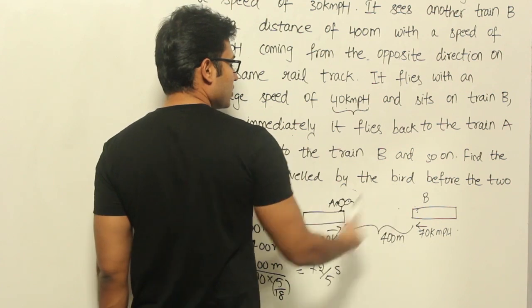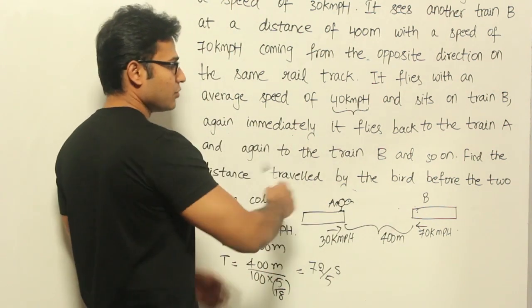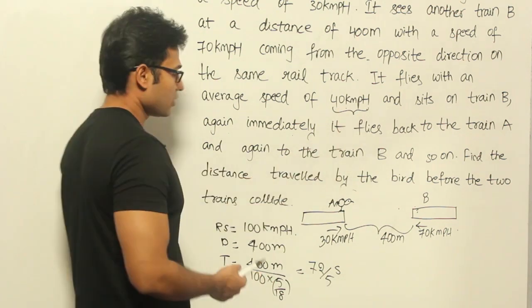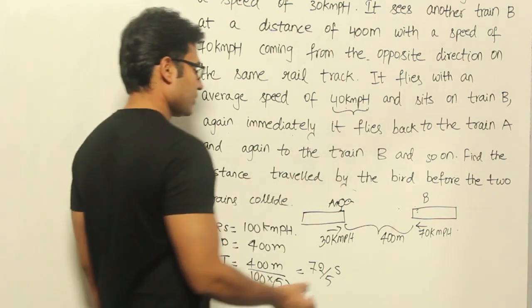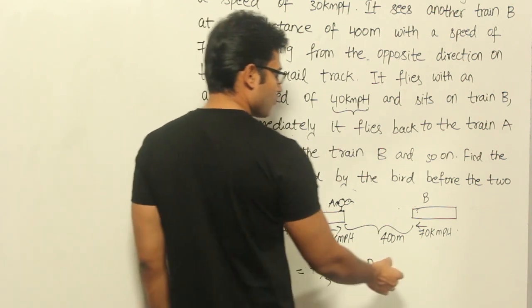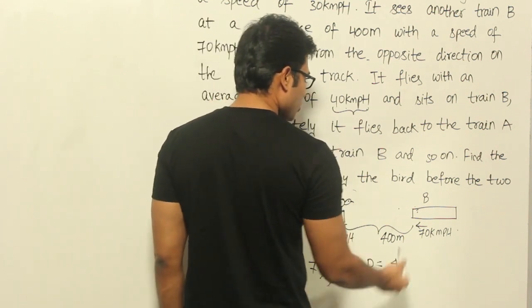But anyway, you can assume that it is continuously moving during this entire time at a speed of 40 kilometers per hour, and so the total distance covered by the bird will be the speed of the bird, which is 40 kilometers per hour, into time.